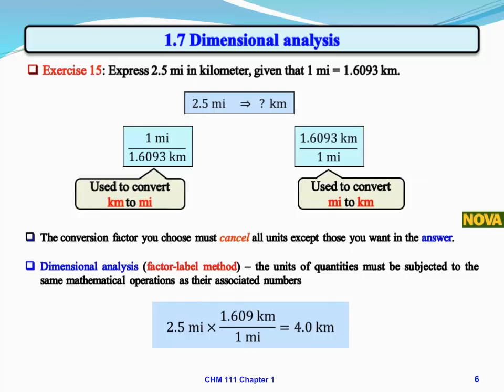There are 1.609 kilometers in 1 mile. Set up a conversion factor with 1 mile in the denominator, where mile will cancel, and 1.609 kilometers in the numerator, where the kilometer can be retained.